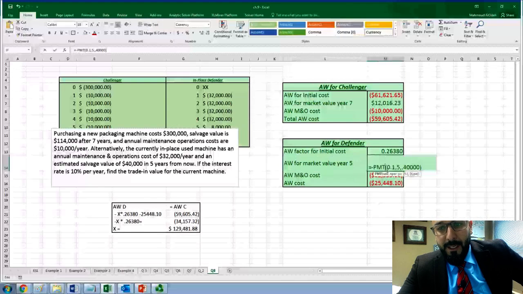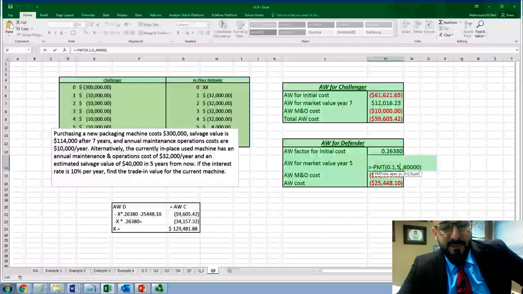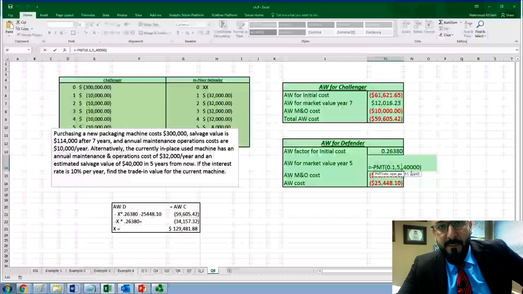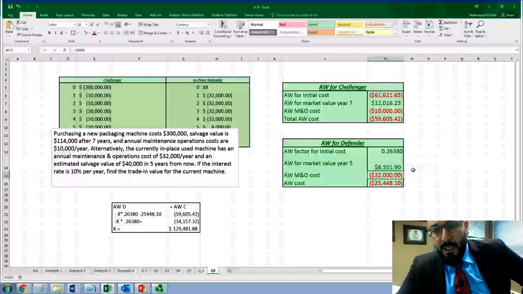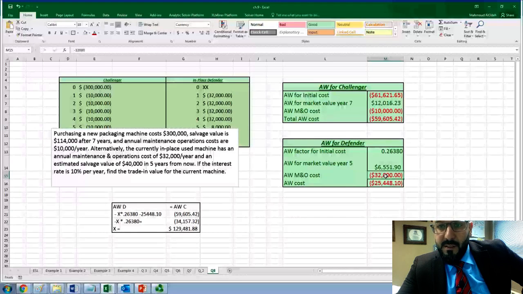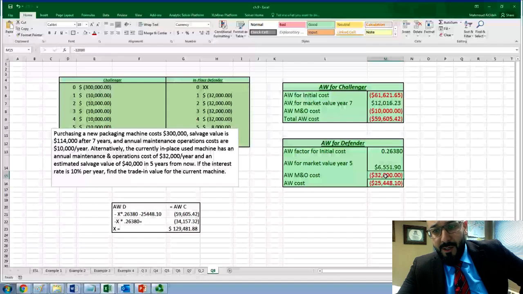So we use the PMT function, 10%, 5 years, because this will last for 5 years. We don't have anything for the PV. The salvage value is $40,000, so that would be $40,000. And maintenance and operational cost is $32,000 over the 5 years. So that would be, it's given, no need for any parameters or functions to calculate or transform from one format to another.